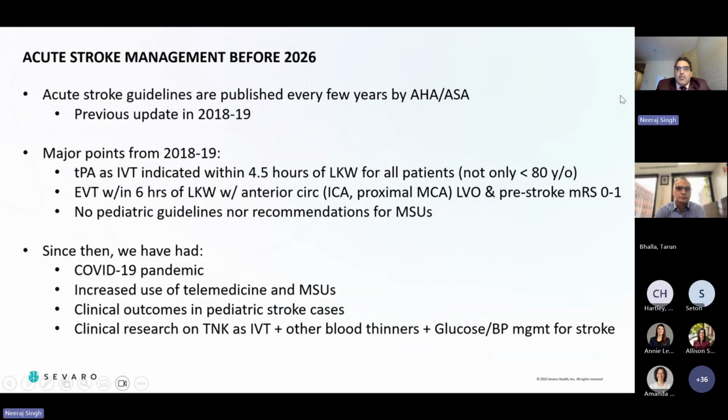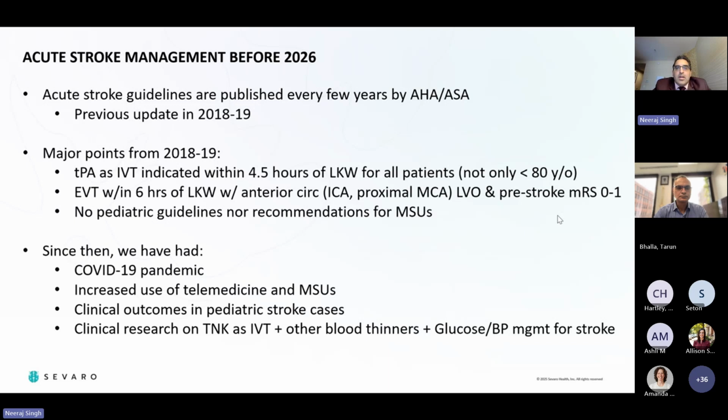So just a brief overview and a recap of where we are now compared to before. When we think about acute stroke management prior to this year, keep in mind that the last major update in stroke guidelines by the AHA and ASA were published in 2018 with a supplement given in 2019. And the major points from these previous updates was that TPA or alteplase as an IV thrombolytic agent for acute stroke was indicated within 4.5 hours of last known normal for all patients.